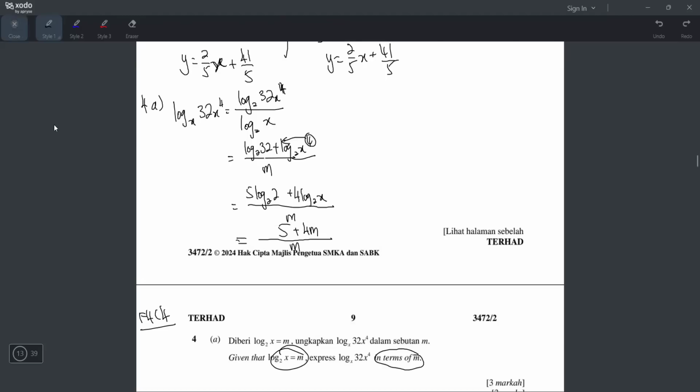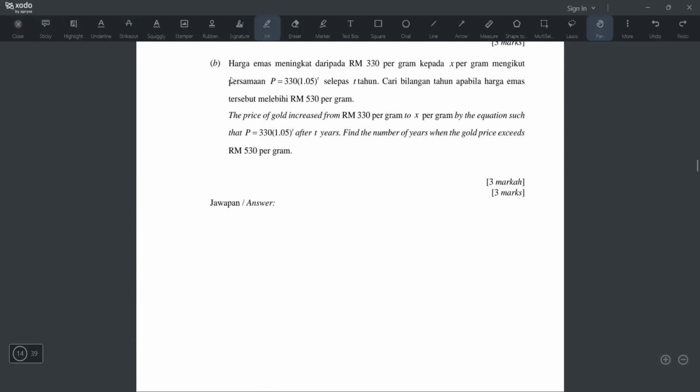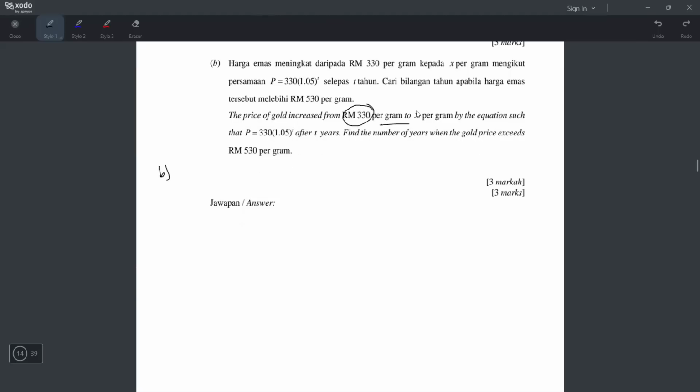Okay, done with A. Okay, let's do B. The price of gold increased from RM330 per gram to X per gram by the equation such that P equals, this formula will be important, 330(1.05)^T. So I think this part is useless already because they already included the information inside the formula.